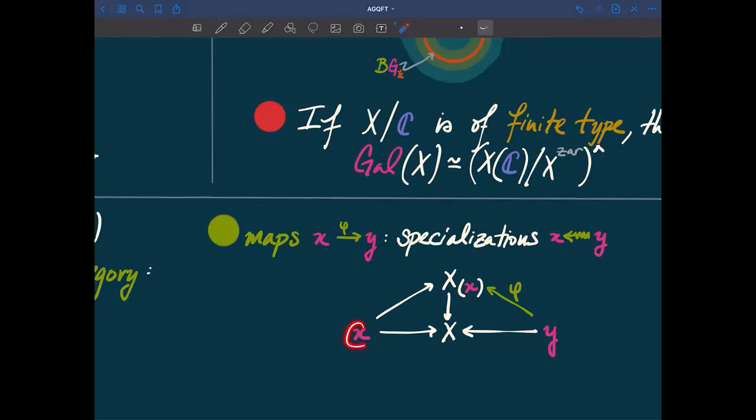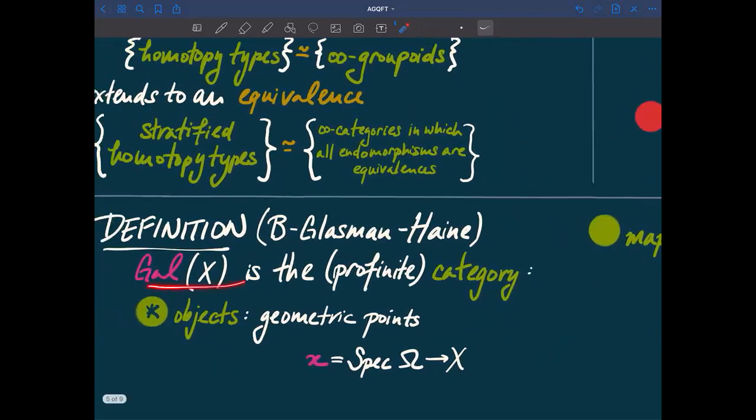So how does that work? Well, if I have my point X of X and I have my point Y of X, then I can look at the strict henselization of the local ring at X. I'll denote that by this. This is the strict localization of X at this geometric point. And then a specialization is a lift, phi, from Y to this. That's what I mean by a specialization. These specializations compose, and this defines a nice category for you. This category is the category that I'm going to call Gal. So the objects are geometric points and the morphisms are specializations, or if you like, generalizations.